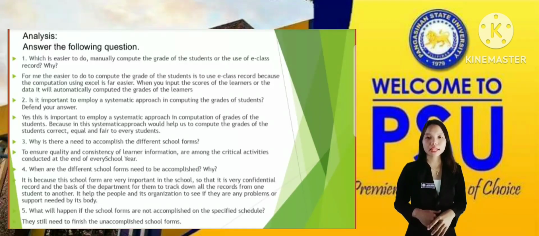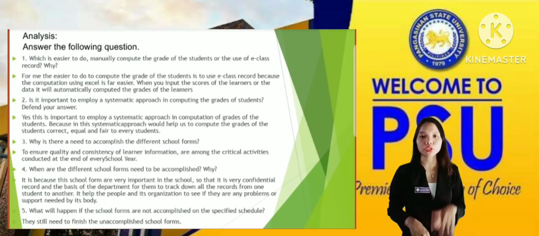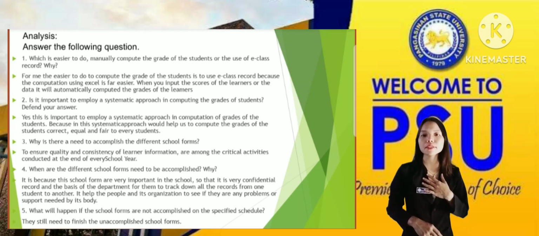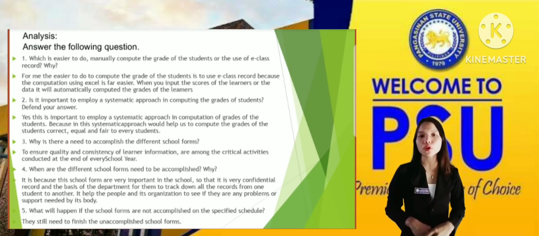Now we go into analysis. Answer the following questions. Number 1: Which is easier to do, manual computation of the grades of students or the use of an e-class record, and why? For me, the easier way to compute the grades of students is the e-class record, because the computation using Excel is so fast and easy. When you input the scores of the learners, the grades are computed automatically.